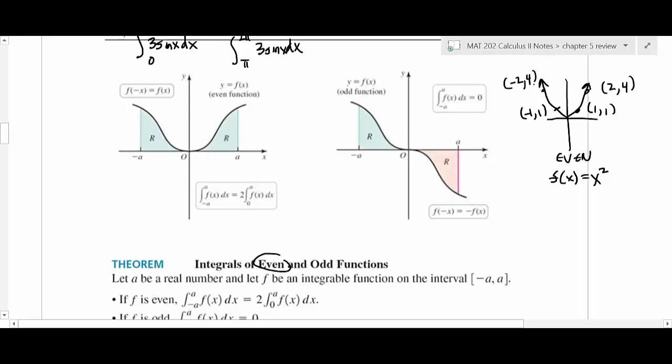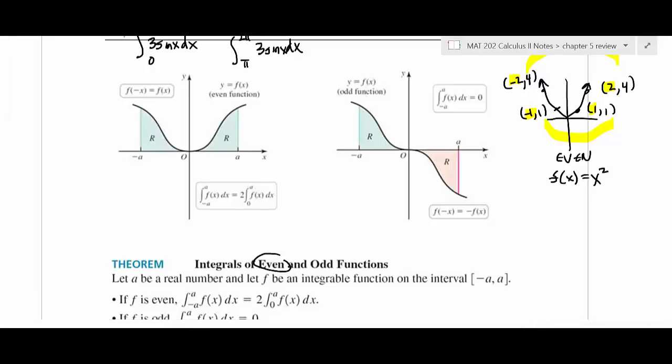So what an even function is, the way you want to learn this, is whenever x is opposite, what's the deal with y? It's the same. Notice when you have 1 and negative 1, those y values are still 1. Same thing with negative 2 and 2. Notice when x is opposite, the y's are the same. That's what an even function is. It's opposite x gives same y.